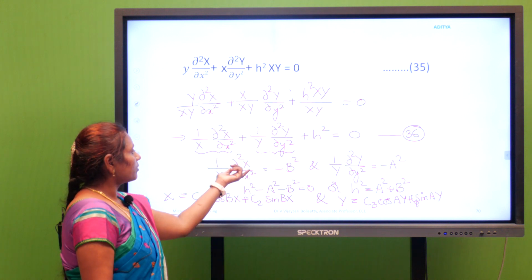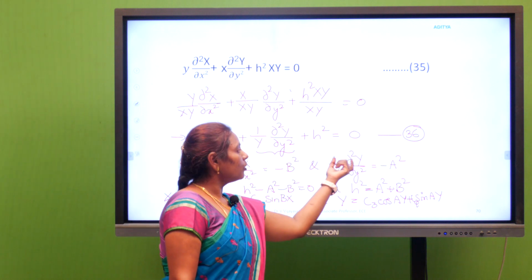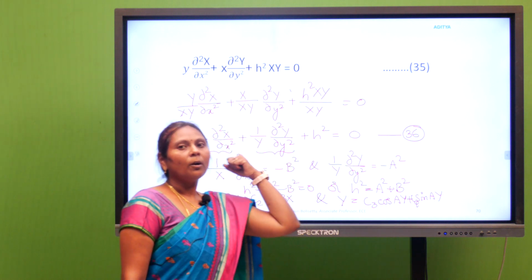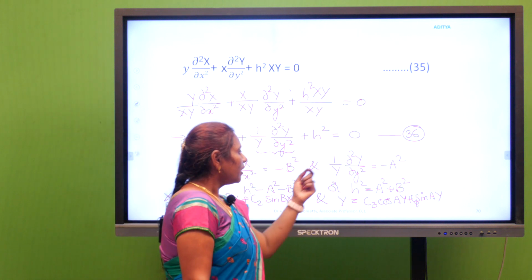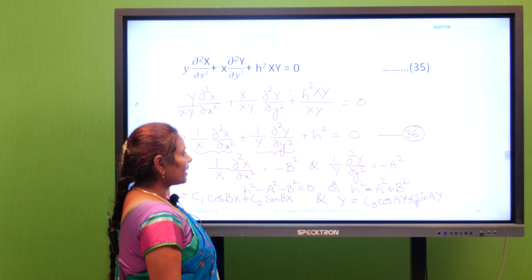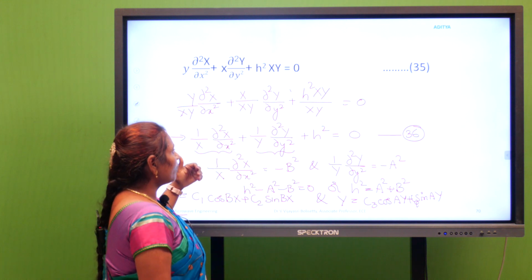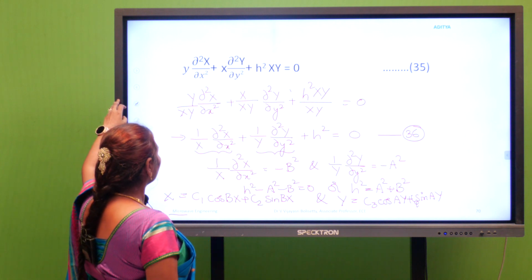(1/X) ∂²X/∂x² is equal to minus b squared, and (1/Y) ∂²Y/∂y² is equal to minus a squared. So as we got this X and Y, now we can substitute X and Y in Hz = XY. So we can get the equation for Hz.